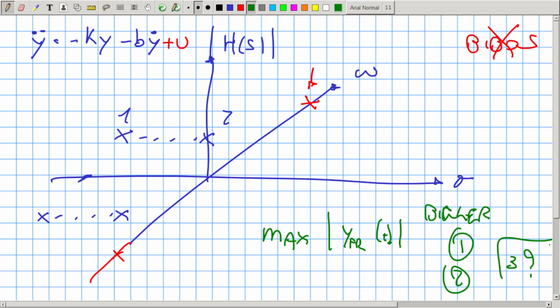Discuss. Is the question clear? I've got the same U, and I've got two systems. One with a lot of friction, and one with not so much friction. And then I've got to look at the Y output. I will have Y1 and Y2, true? Which one will oscillate more?